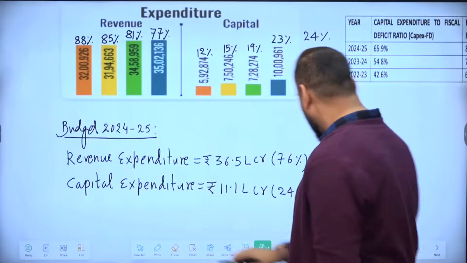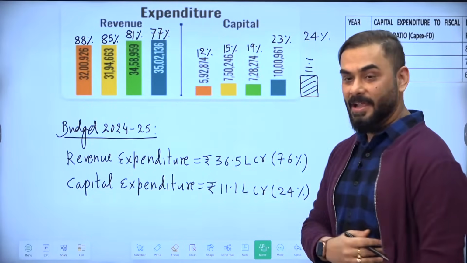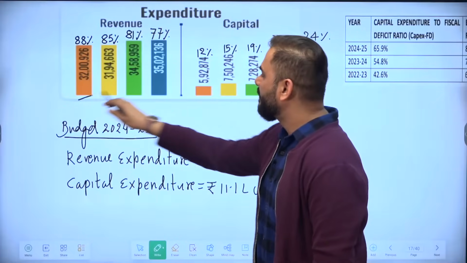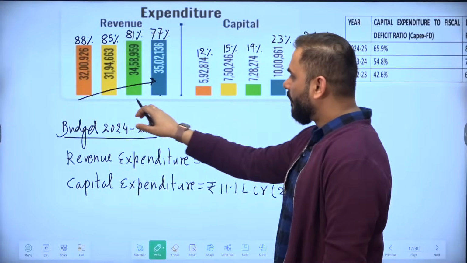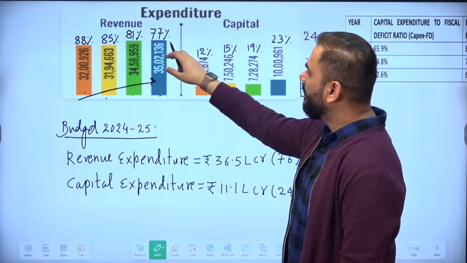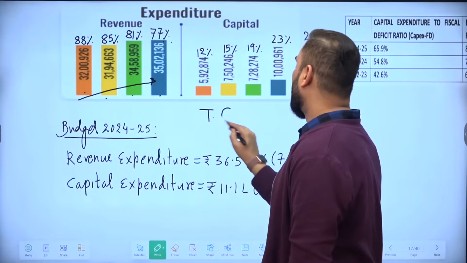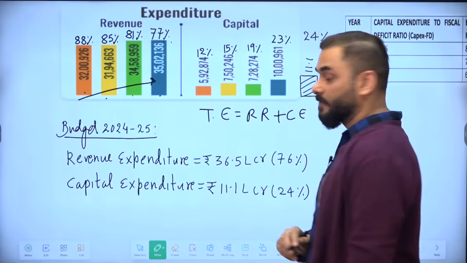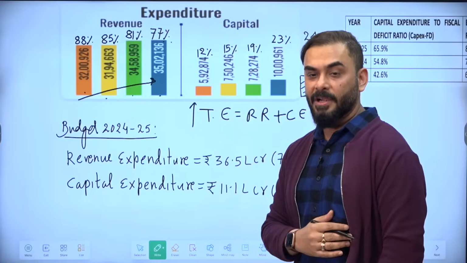Now, guys, you can clearly see this: expenditure has two types, revenue expenditure and capital expenditure. Now, see, these are different years: 2022, 2021, 2020, 2019. So what is the total expenditure of the Government of India? Total expenditure is equal to revenue expenditure plus capital expenditure. Our total expenditure has been increasing because we are a developing country. We spend a lot of money.